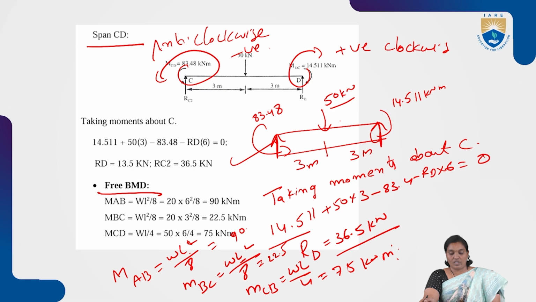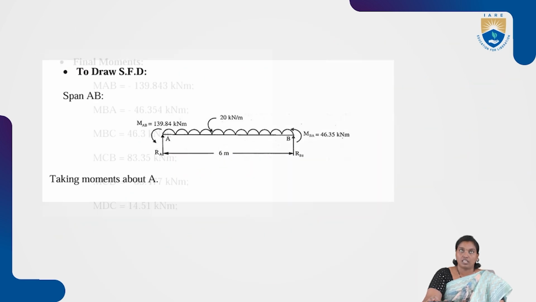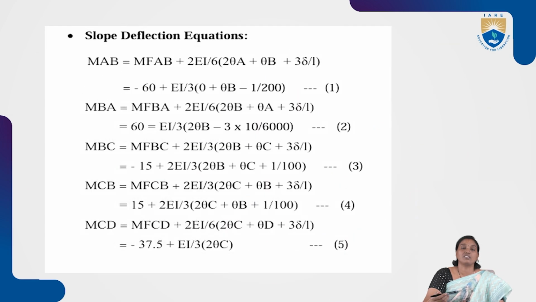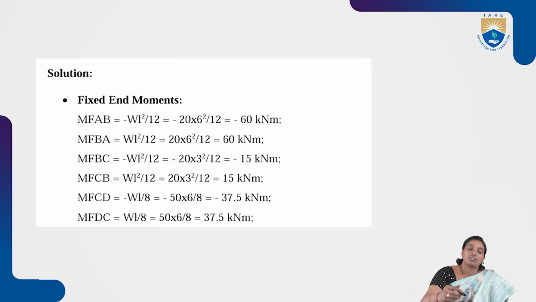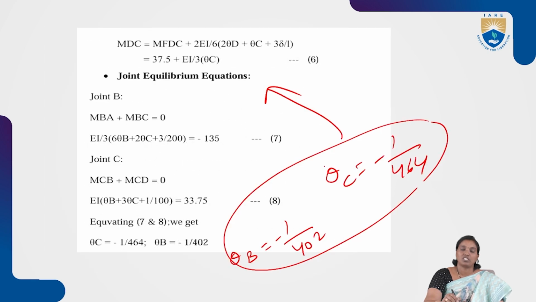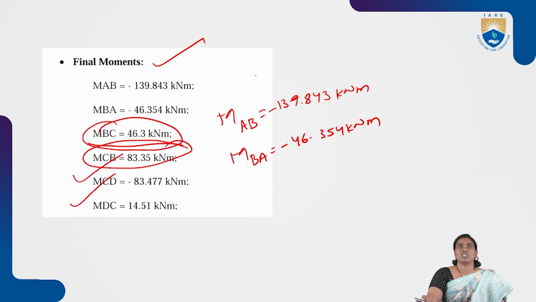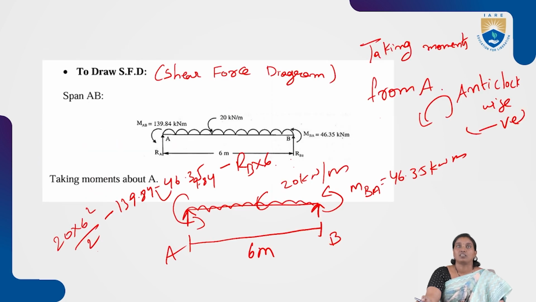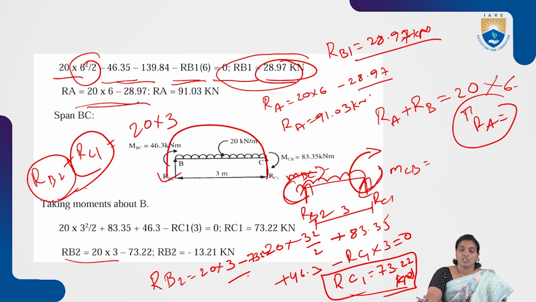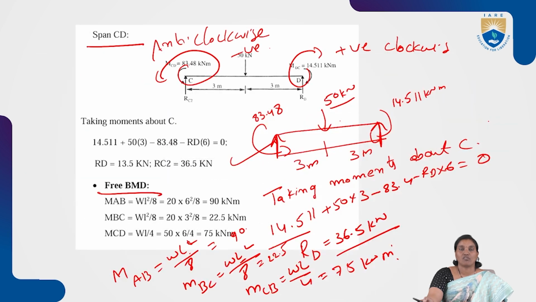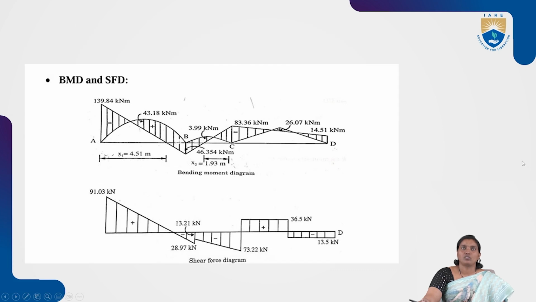Like this we calculate the slope and shear force as well. Once we get the final equations from the step by step procedure, find the fixed end moments and slope deflection equations. According to the joint equilibrium conditions, we identify the final moments. From that, draw the shear force and bending moment diagrams. For that, we calculate the reactions involved, and finally the bending moment diagram. According to this, we have to understand how to draw the shear force and bending moment diagrams.